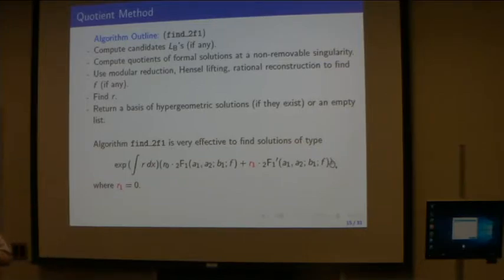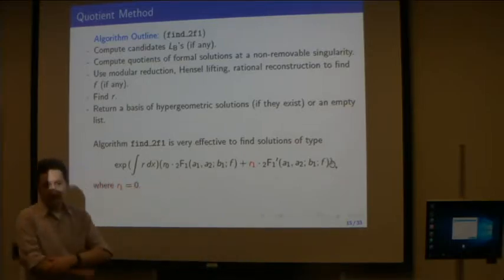But we need theorems for the prime number selection and this number of Hansel steps. Otherwise, except for one example, I would say we are able to find solutions of this form if R1 is equal to 0.